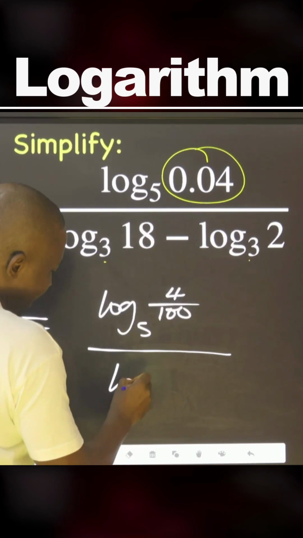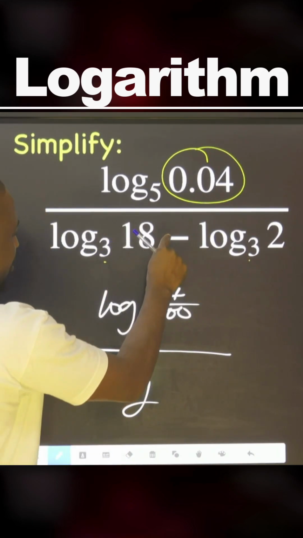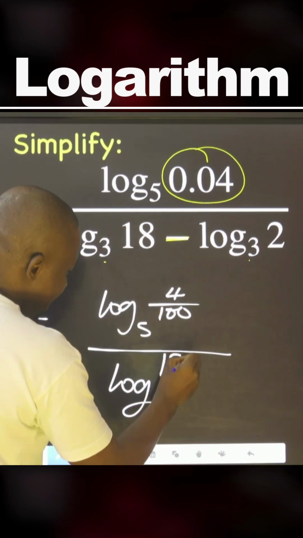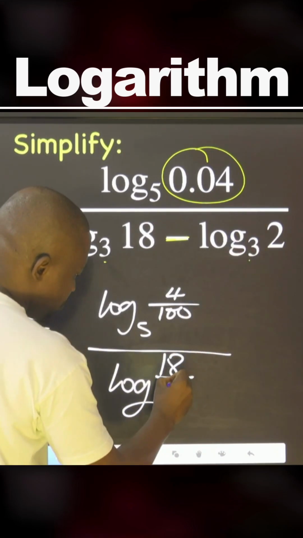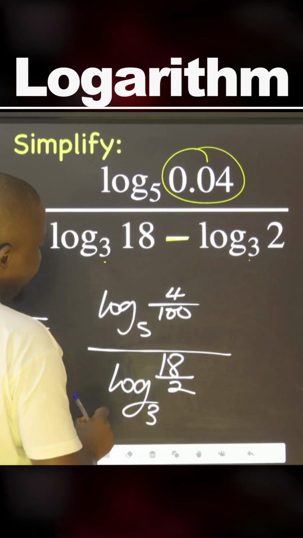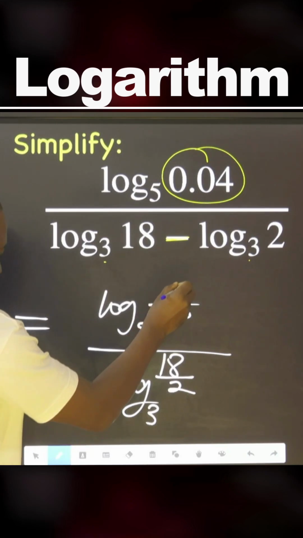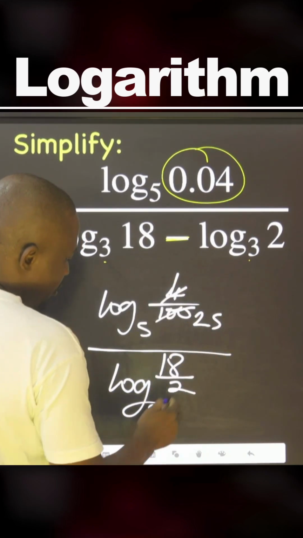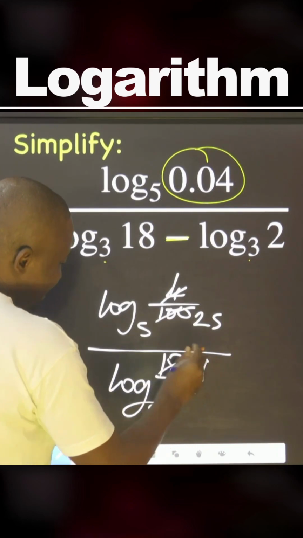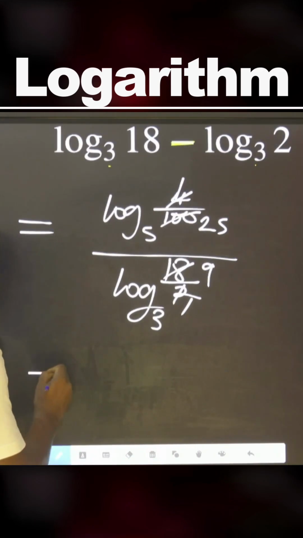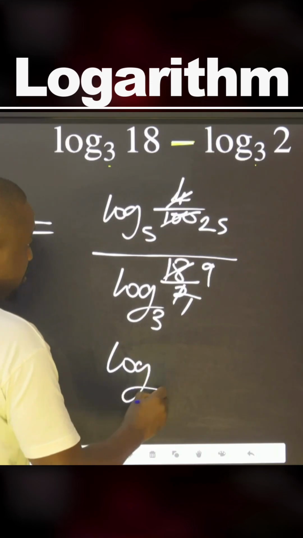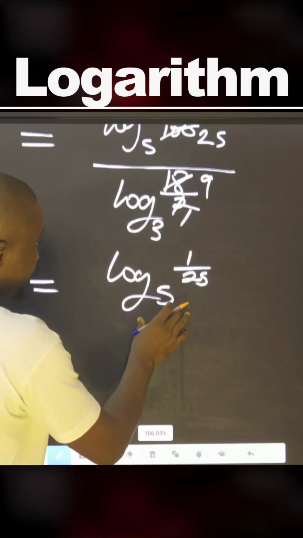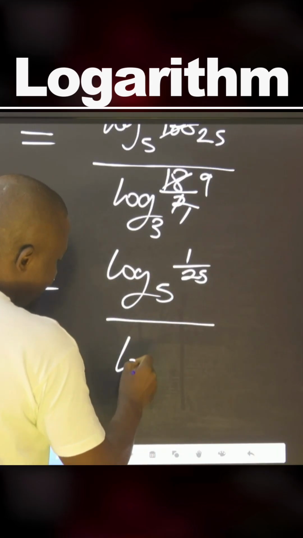We take one of them. Because of this minus, we write 18 over 2. Then we put the 3 here. Now, as you can see in this place, 4 here is 1, 4 here is 25. 2 here is 1, 2 here is 9. That is equals to 1 over 25 all over.